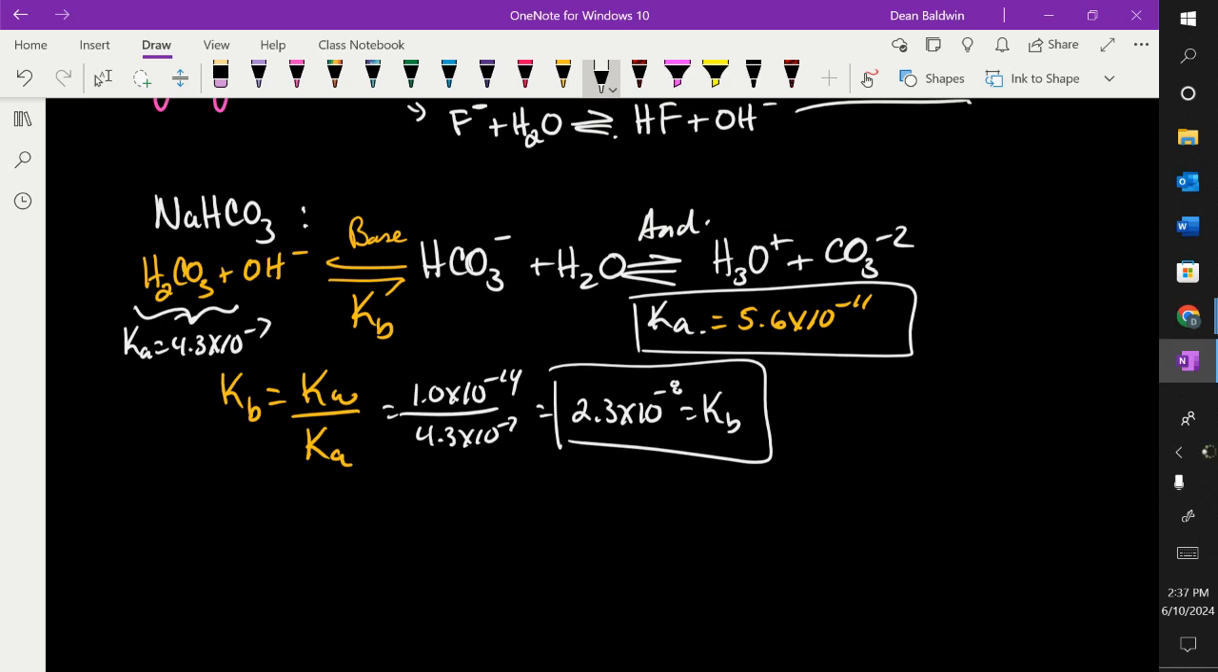Which is the bigger number? The Kb. Therefore, it acts as a base. Okay? Therefore, sodium bicarbonate is a base. Or a basic salt, I guess we should say. Does that make sense? Okay.